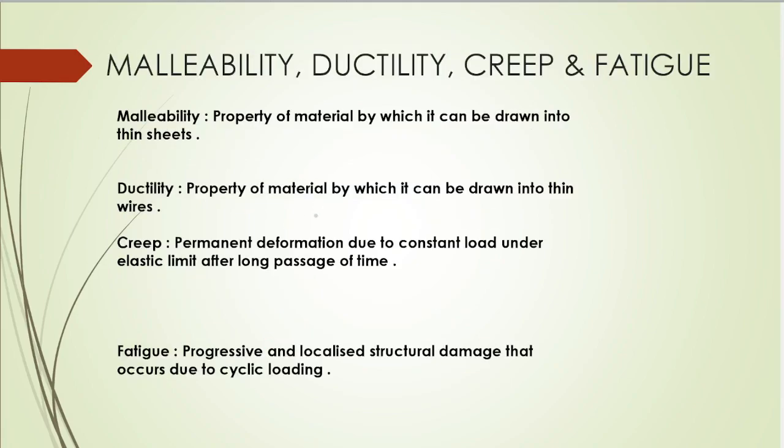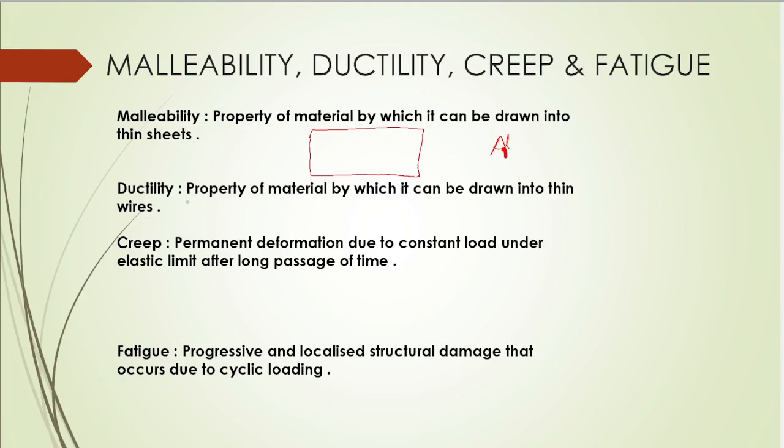Now, let's see what malleability, ductility, creep and fatigue are. Malleability is the property of a material by which it can be drawn into thin sheets. The perfect example of a malleable material is aluminium. We know aluminium foils are very big and thin. So, aluminium is a perfect example of a malleable material.